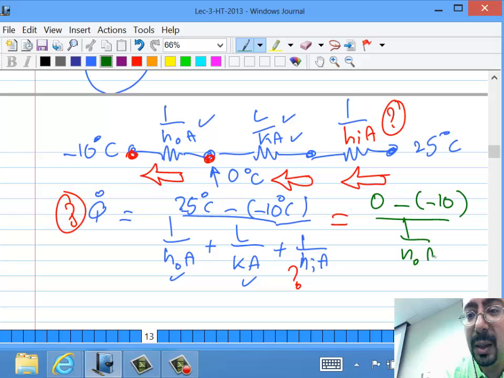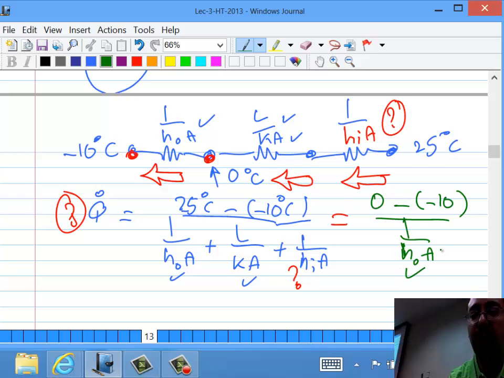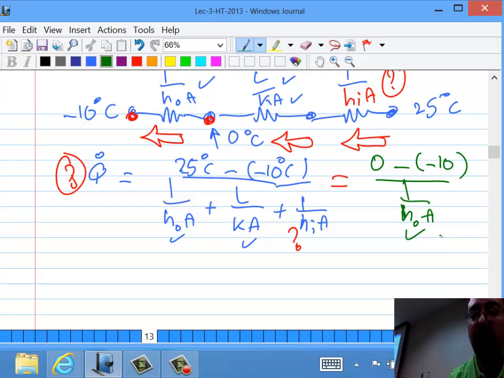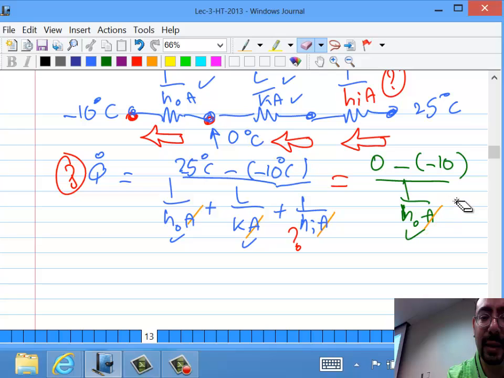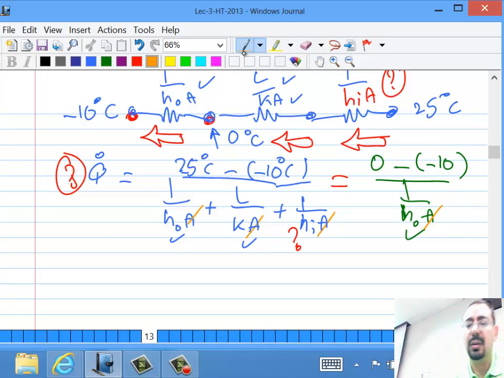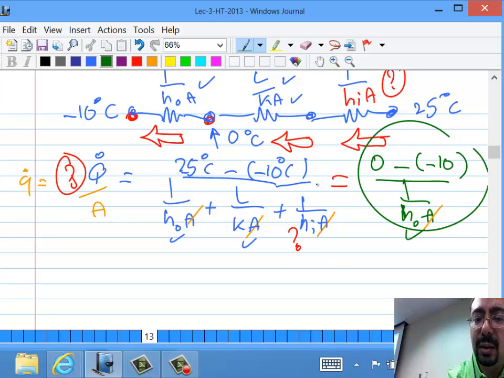Now you could wonder, well, what is the area? Well, it doesn't matter. We don't really need the area. Let's cancel the area from all of them. Let's get it per unit area. So you get the Q per unit area, or basically a small Q dot from this side, and you can basically get the H from here. Does this make sense? All right, what is the final answer?